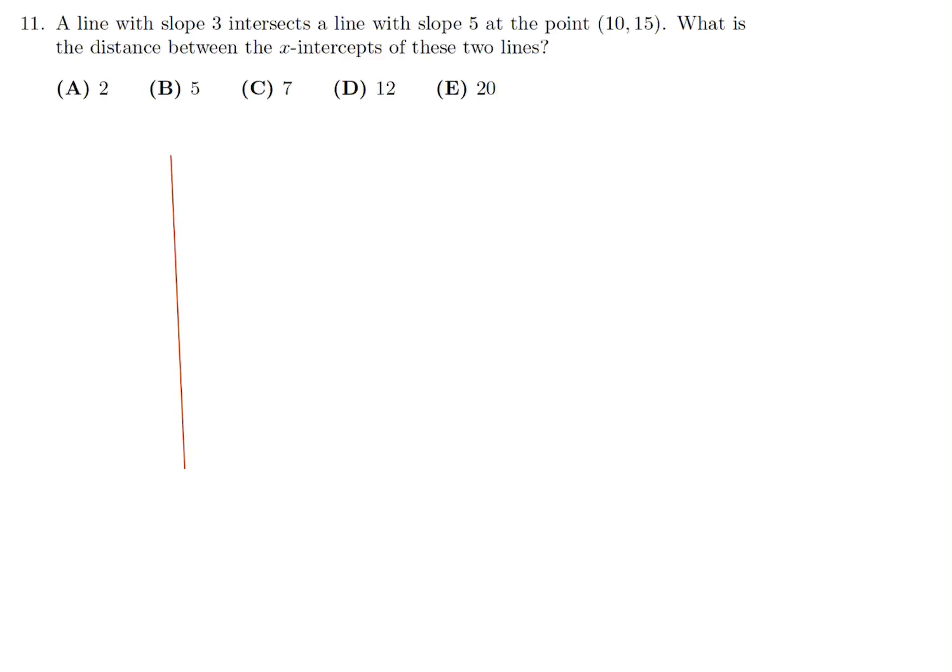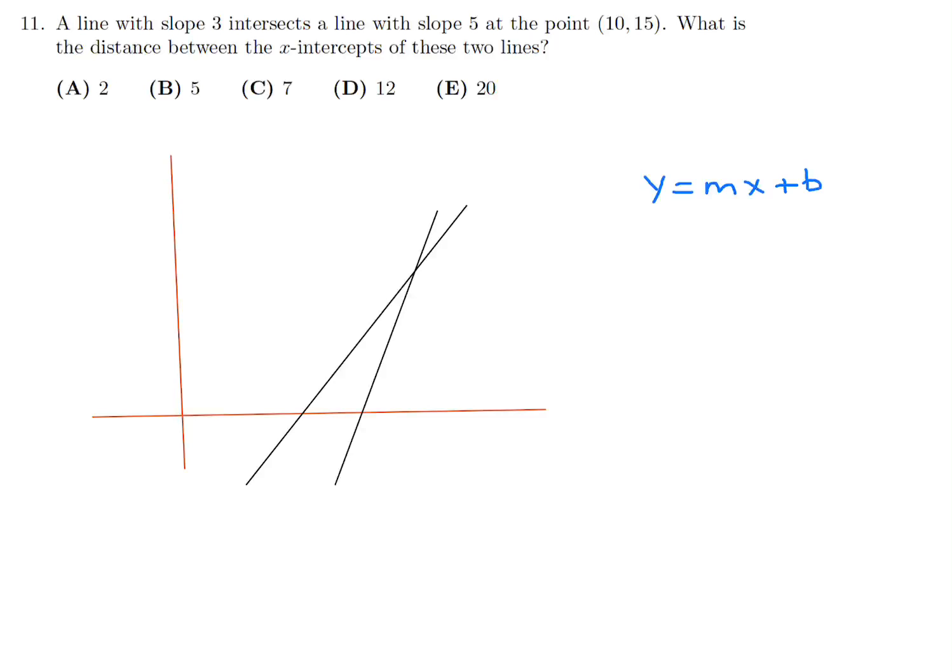So let's draw a quick diagram. Here's our XY coordinate plane, and we've got two lines, and I don't know exactly how they are, but something like this. Here's one, and here's another one like this. Our first line has a slope of 3, so it will be y equals mx plus b, where m is the slope and b is the y-intercept. So if it has a slope of 3, it will be something like this.